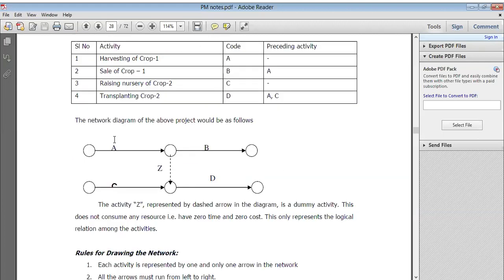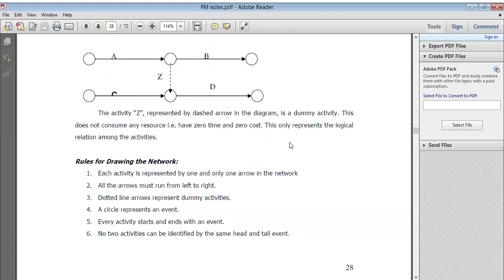So A, B is the crop activity and the sale activity, and C, D is the nursery and transplanting the crop. Here the Z is presented by a dashed arrow in the diagram because both are different, so it is a dummy activity. This does not consume any resources, obviously, and has zero time and zero cost. So this only represents the logical relationship among the activities, right? Here we have seen the logical relation among all those activities.